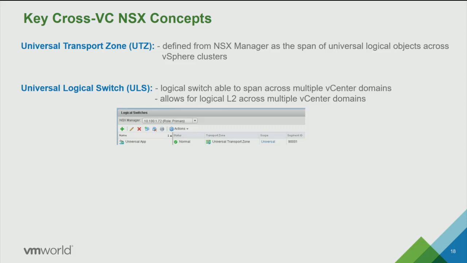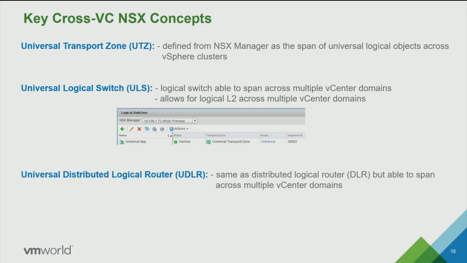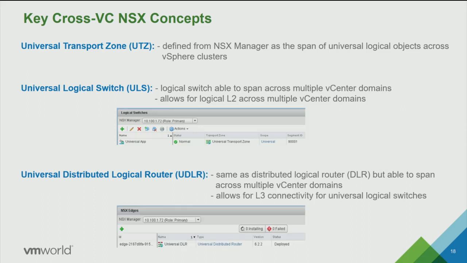If it's deployed in a local transport zone, it's a local logical switch. If it's deployed in a universal transport zone, it's a universal logical switch. If you have a UDLR, Universal Distributed Logical Router, it's the same thing as a DLR, but now spanning multiple vCenter domains. And at deployment time, you select if it's a local DLR or a universal DLR.